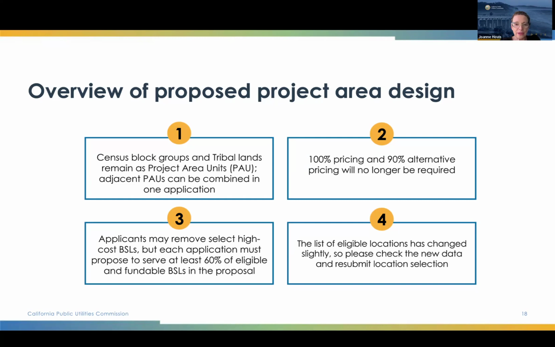As you will recall, we talked about this a few minutes ago. The list of eligible locations has changed slightly. So even if you applied in the first round, you should know that there might be some modest changes to the locations in the PAUs in which you are interested. So please check the new data. In addition, there is a need, even if you applied in the first round and are going to edit your existing application, you will need to reselect your locations. We'll talk about that in a minute. Can I have the next slide, please?